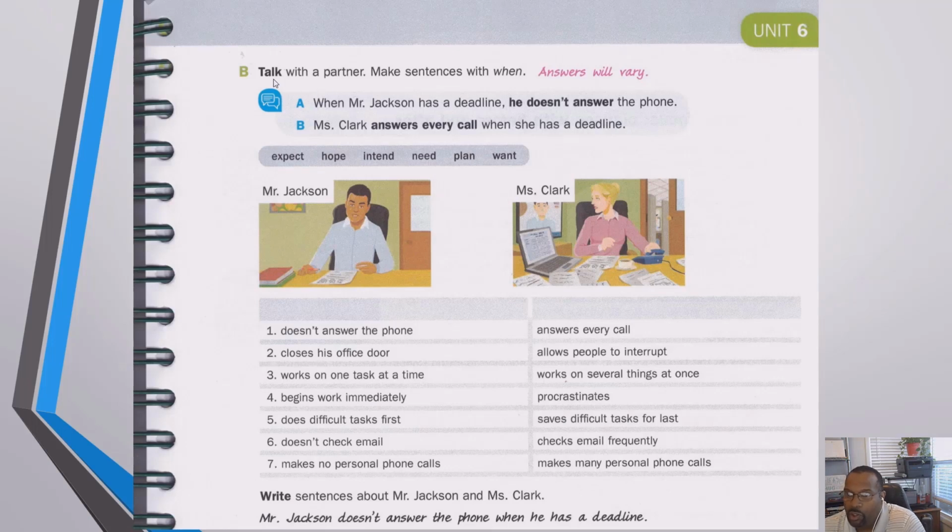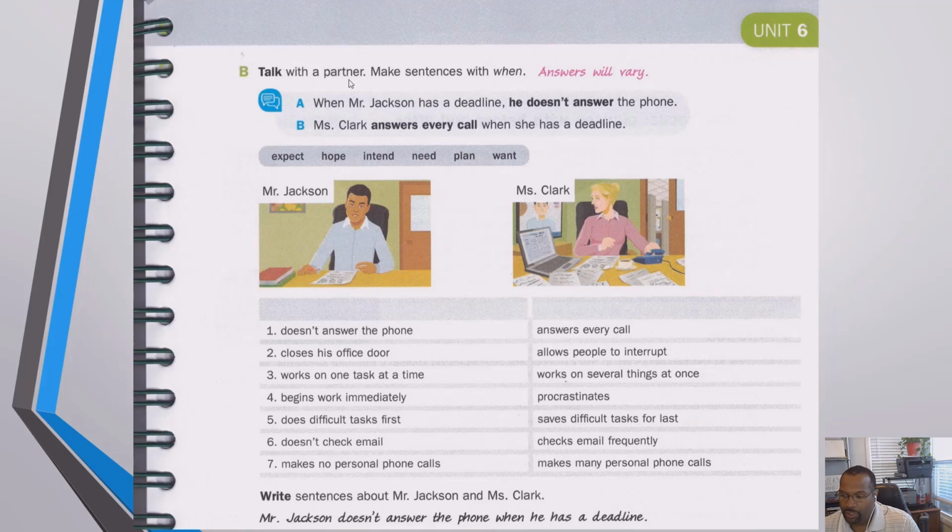Now we get to practice a little bit more. Talk with a partner, right? So this is maybe something that we can do on our live chats. We can talk to one another as a group, right? And then we can make sentences with when. Here's our example to the pictures that we see here. We have 2 people, Mr. Jackson and Miss Clark. All right. When Mr. Jackson has a deadline, he doesn't answer the phone. When Mr. Jackson has a deadline, comma, he doesn't or does not answer the phone. Miss Clark answers every call when she has a deadline.